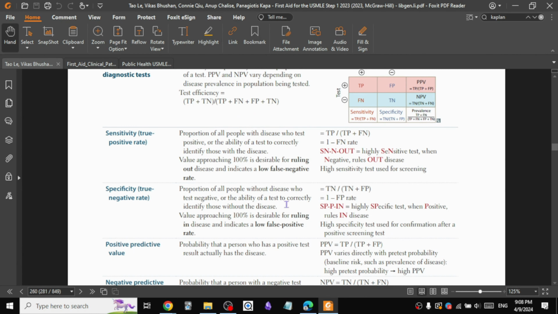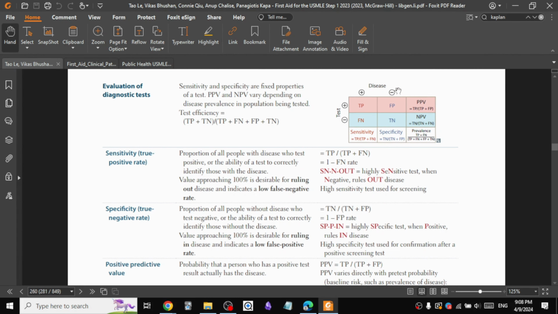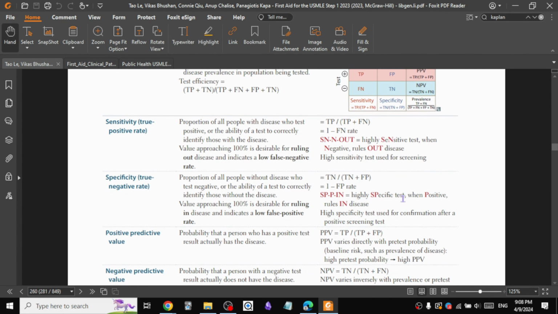What do we do with specificity? We take a highly specific test, all right. Which way are we looking at? We're looking through the lens of negative disease, right? So a highly specific test, when positive, rules in the disease, and that makes sense as well.